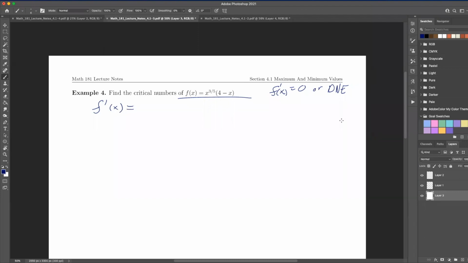So here we'll have the product rule. I'm going to let this be f and this be my g. If I hold f constant and take g prime, I'll have x to the 3/5 power times the derivative of this, which would be -1, plus we'll take the derivative of this, which would be 3/5 x to the -2/5.